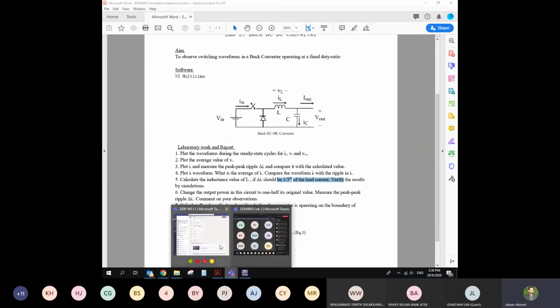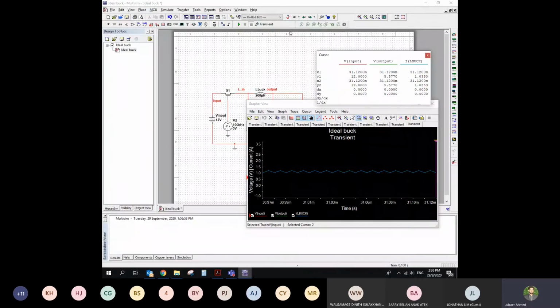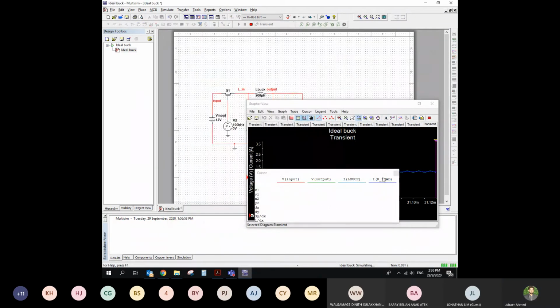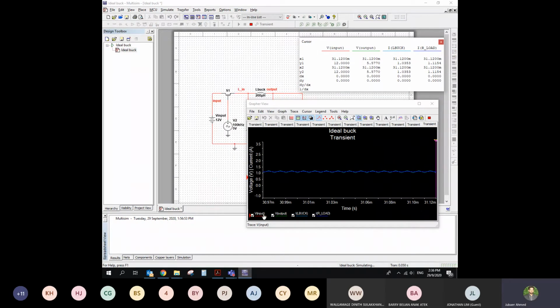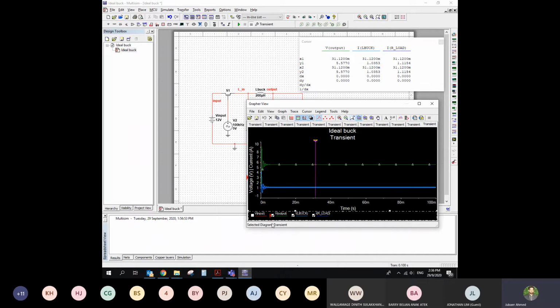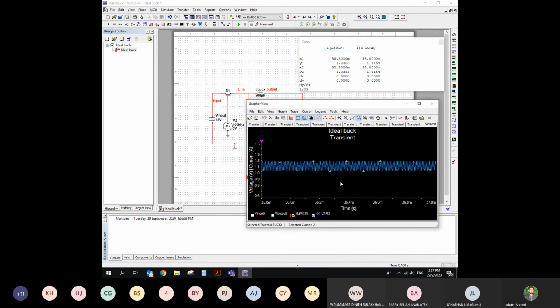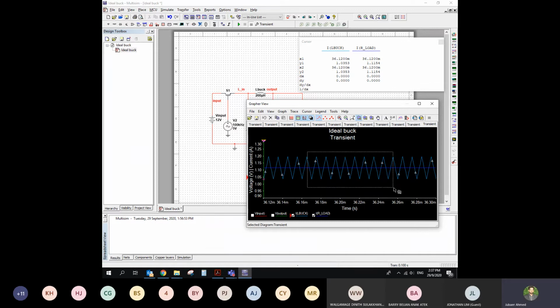I didn't plot the load current yet, right? Okay, so let's plot the load current. Transient output, where is my load? I load, IR load. Okay, run it. V input, I don't want to watch. V output, I don't want to watch. Okay, so maximize it. So you can see here.